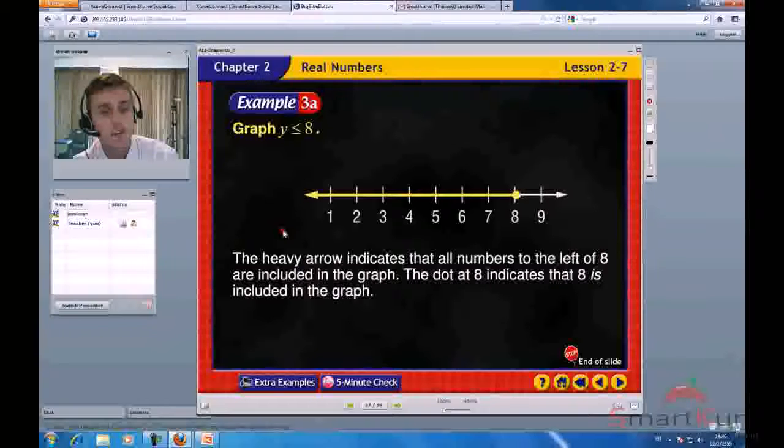Now, graph y is less than or equal to 8. If it is equal to, we shade in the circle at the 8, and then we draw a line to the left, indicating that all numbers to the left of 8 are included in the graph. The dot at 8 indicates that 8 is included in the graph as well.